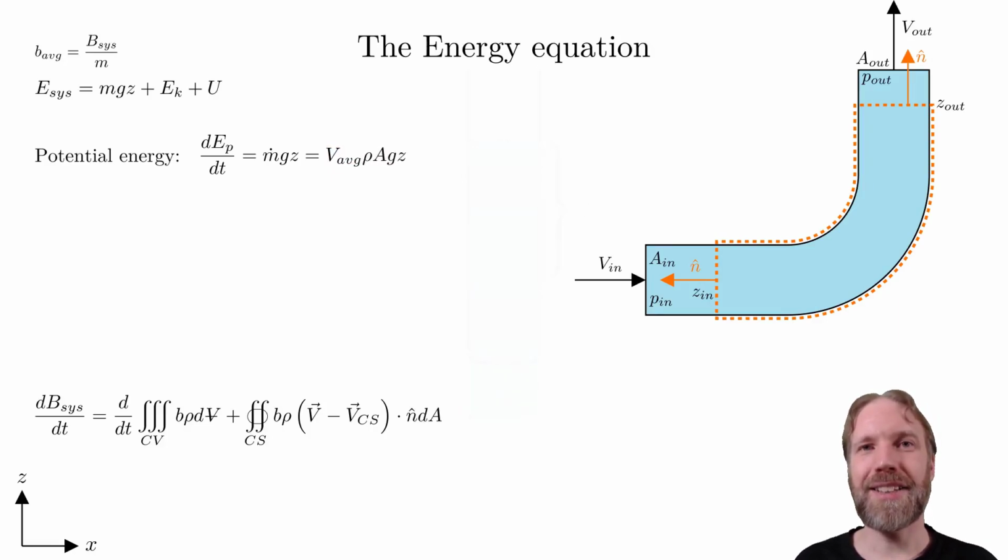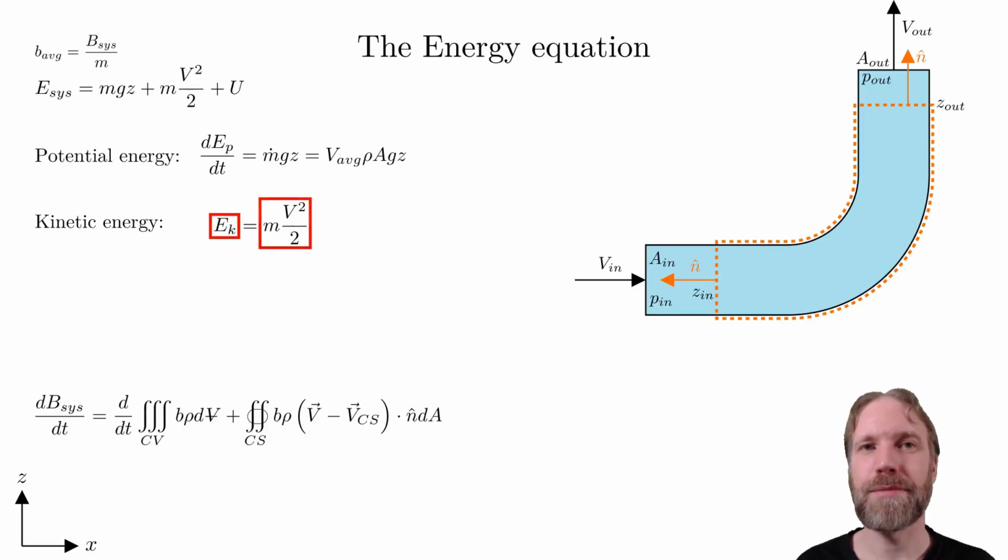Next, let us consider the kinetic energy given by mv squared over 2. First, insert it into the equation for ease. Now, let's calculate the time derivative again. Just as in the previous case, the time derivative acts on the mass, turning it into the mass flow. The mass flow is velocity times density and area.